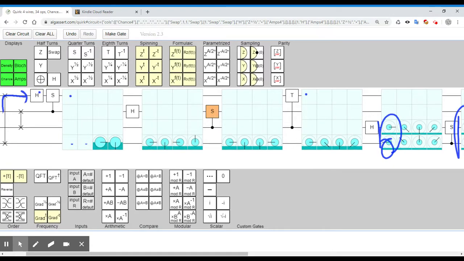Then basically control S in here. So for every new Hadamard you're adding, you gotta correct the rotation, because you're adding more possibilities into your mixture.